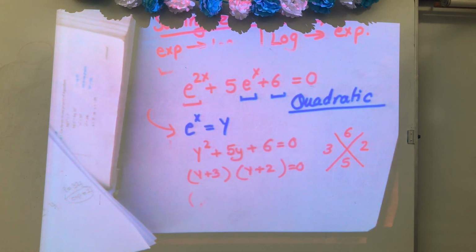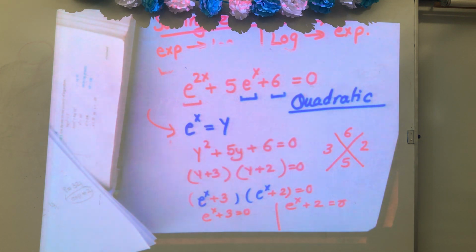So I have e to the x plus 3 for the first factor, plus 2 for the second one. Now in order to solve, set each one equal to 0 and solve. So e to the x plus 3 is equal to 0, e to the x plus 2 is equal to 0. So each individual one is exponential.